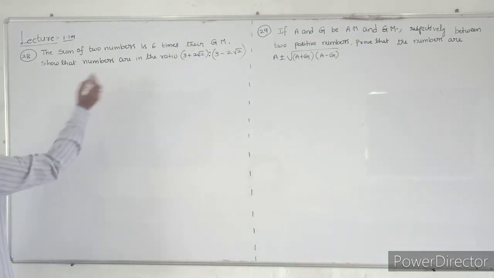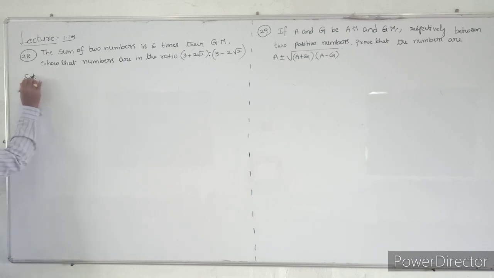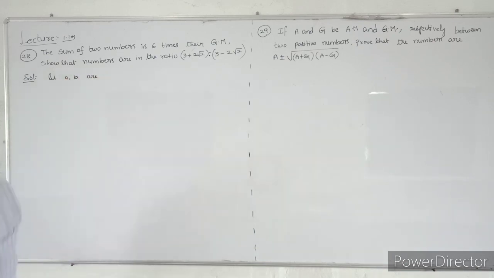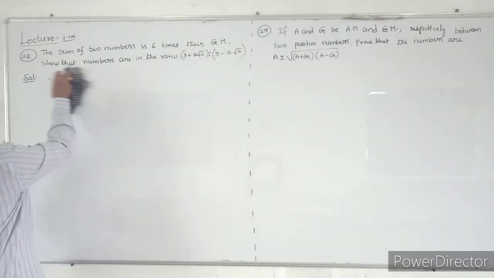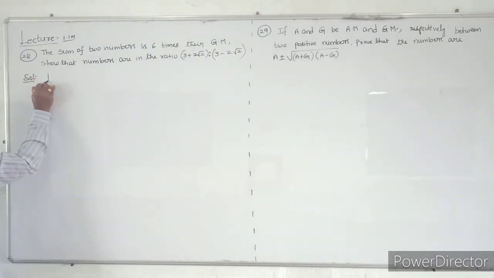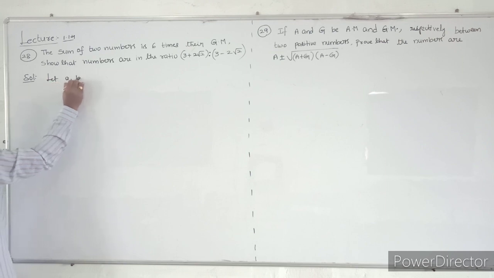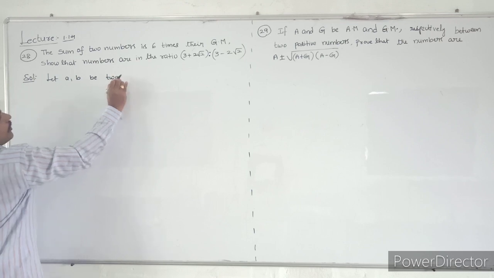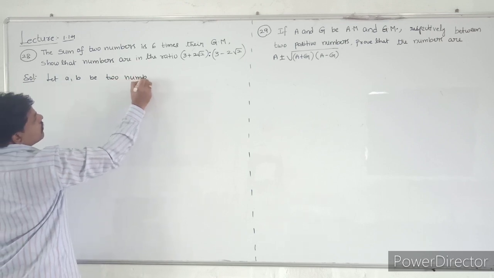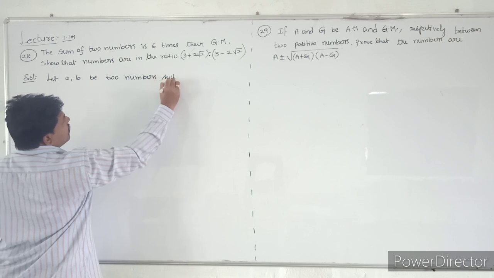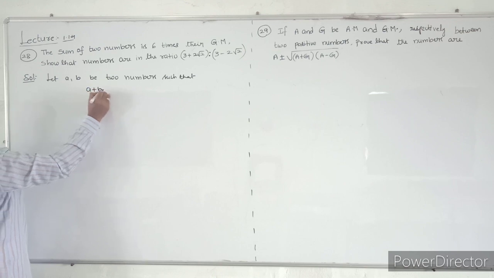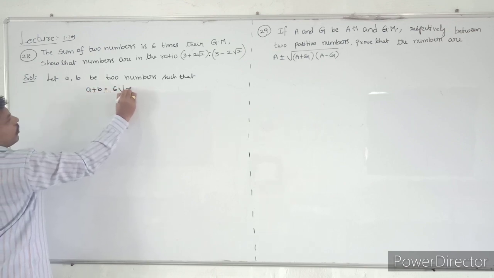Here what I am taking is, let a comma b be two numbers such that a plus b is equal to 6 into root ab.